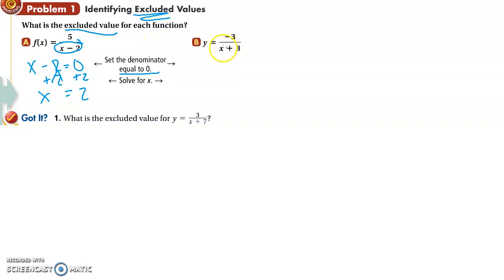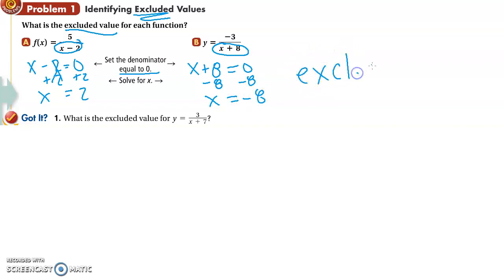Same thing for Part B. We're going to find the excluded values by setting my denominator equal to 0. In this case, my denominator is x plus 8 equals 0. If I subtract 8 on both sides, x is equal to negative 8. So the excluded value is x equals negative 8.